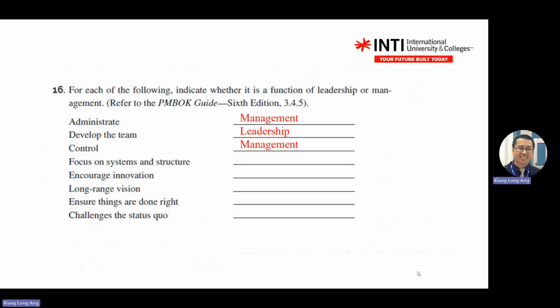No lah. This question is too simple. Too simple. Cannot.